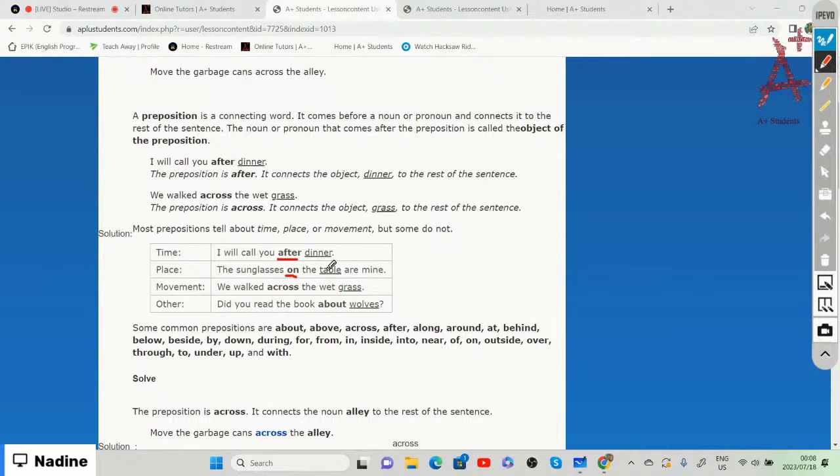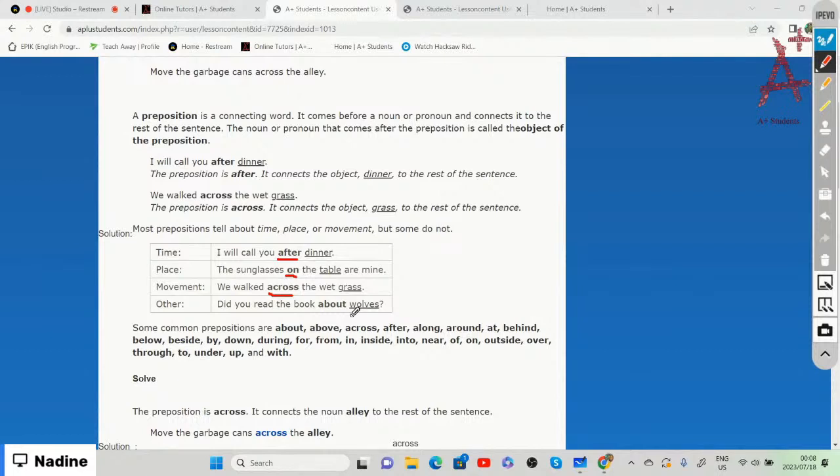Then we also have preposition of movement. Preposition of movement, right? For example, we walked across the wet grass. So across is the preposition, the object is grass, and in this case, the preposition across connects the object grass to the rest of the sentence.